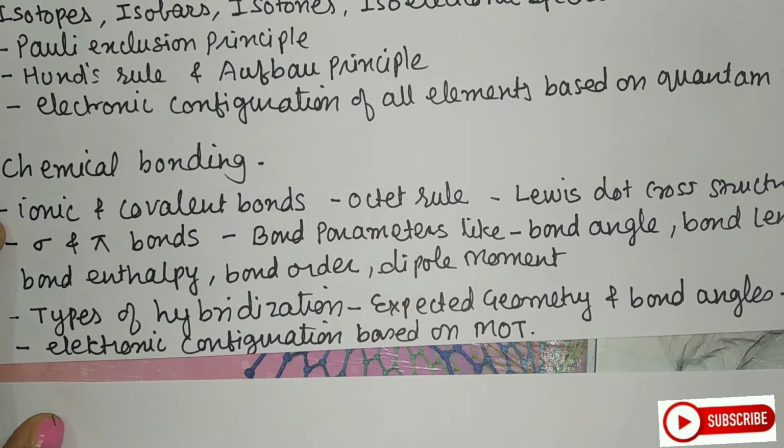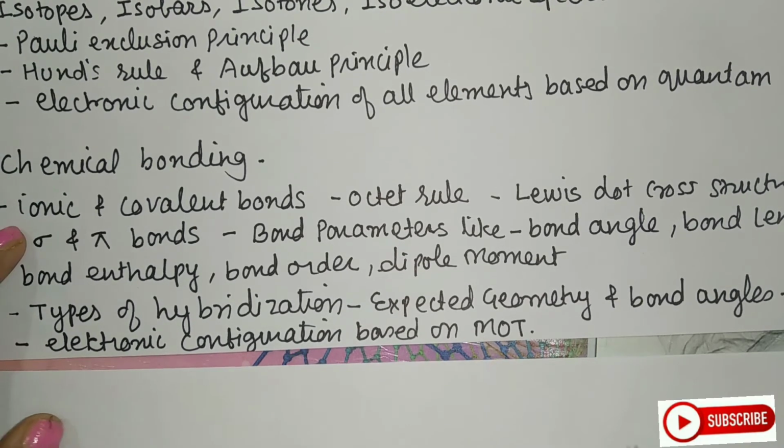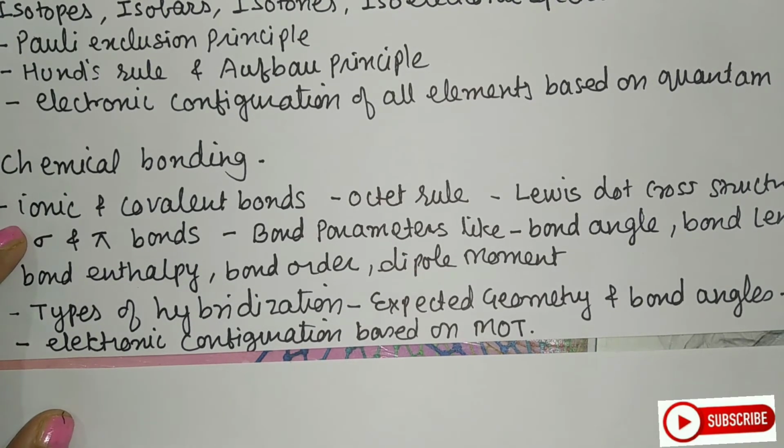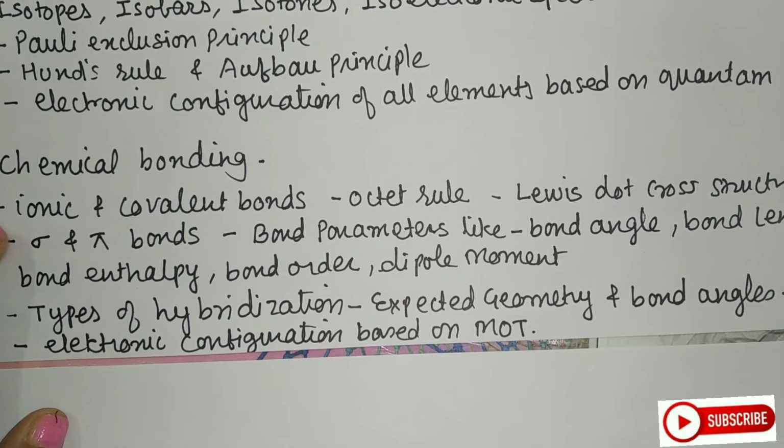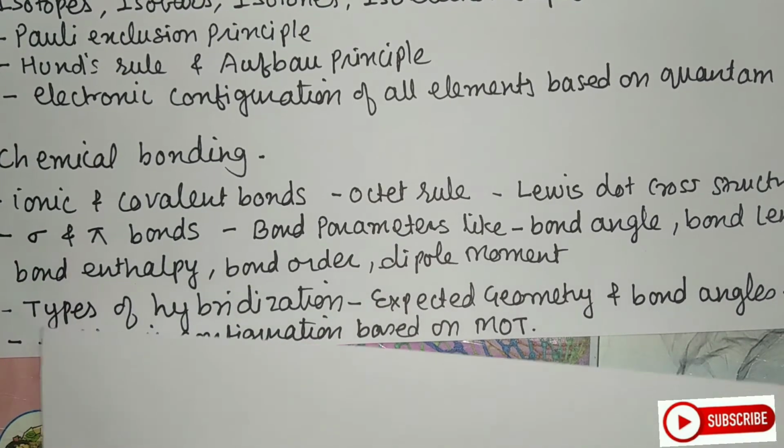Next important is you must know the electronic configuration of MOT, that is sigma 1s, sigma star 1s. This sequence only you should know, which will be useful for writing the electronic configuration for molecules based on MOT. So this is from chemical bonding.